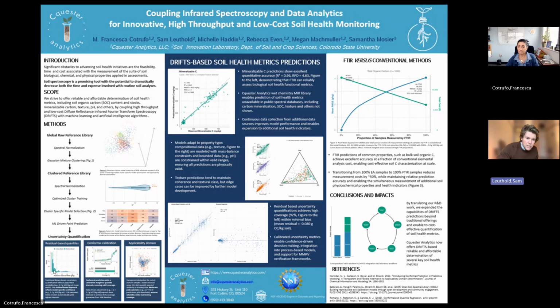Then we calibrate these intervals using a conformal calibration methodology to make sure that our stated 90% confidence intervals actually capture 90% of the true values. And if they don't, we apply a small correction to make sure that for the population of samples, 90% of them fall within those confidence intervals.